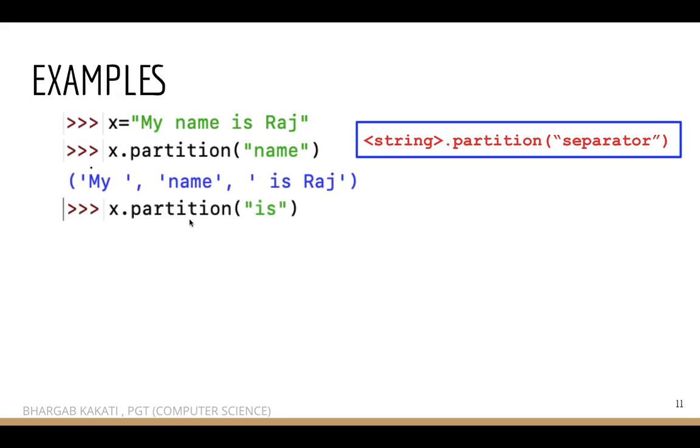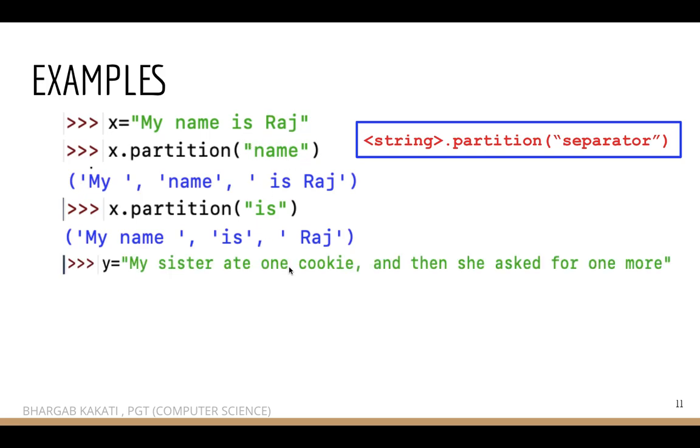If I write x dot partition, I'll get a tuple containing three elements: the part before the separator, that is "my", the separator itself, that is "name", and the part after the separator, that is "is Raj". Alright, let's take another variation here. For example, y equals "my sister ate one cookie and then she asked for one more". And then if I write y dot partition with "one", what will happen?